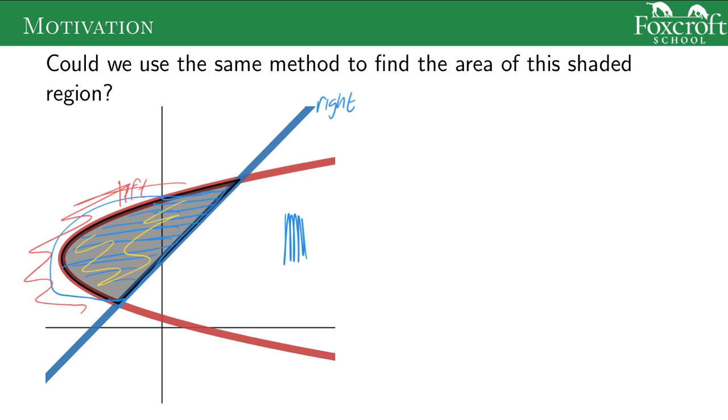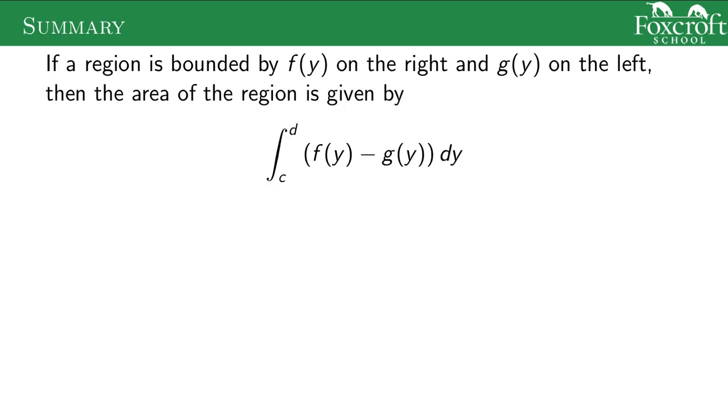So it's the exact same thing as we were doing with x, except x is top and bottom, and y is going to be right and left. Just the way it would be written, the only difference is that you're using y's instead of x's. So f of y is the function on the right, g of y is the function on the left.